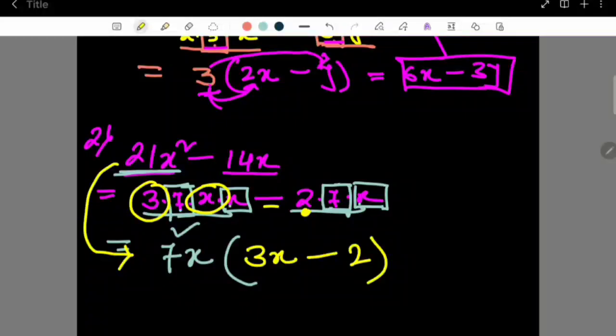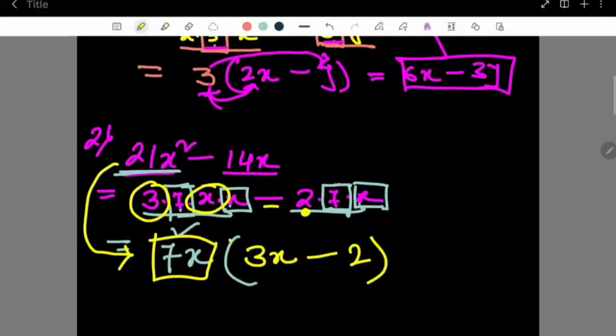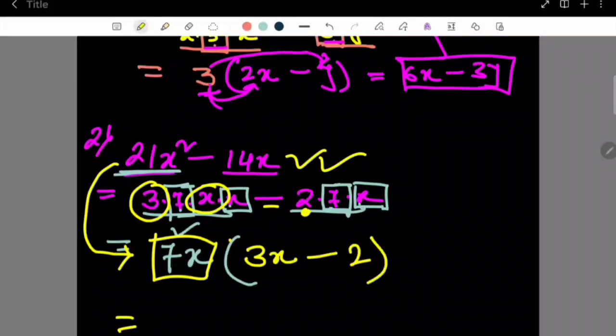Now how will you understand whether this is correct or not? This term, if we multiply again, you should get back the given term. Check whether we are getting it or not. But if it is asked in the sum, you should not do it. I am doing it here to make you understand that we have done it correctly or not.